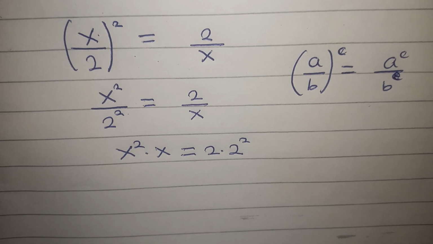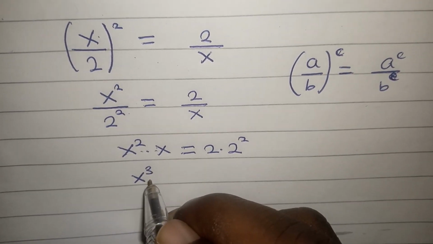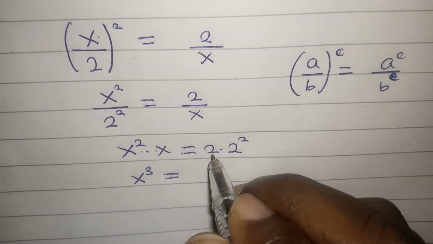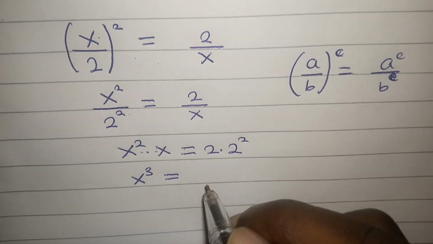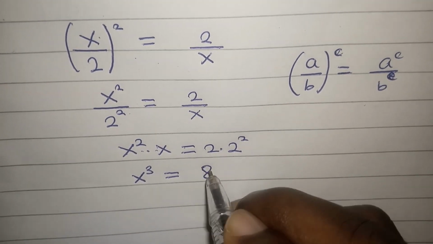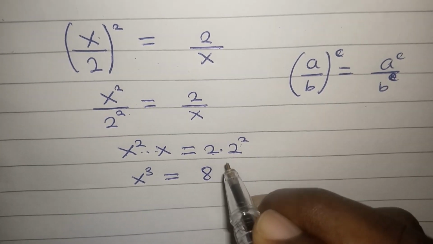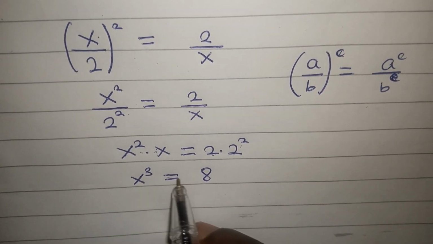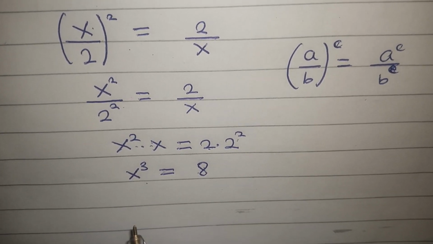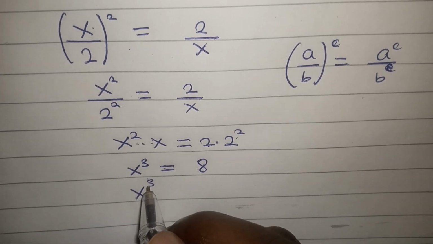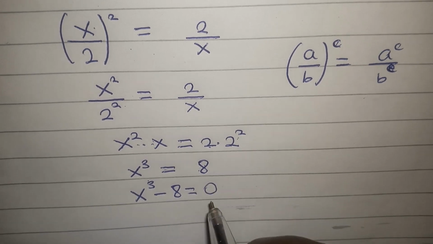So x^2 times x is going to give us x^3. Having x^3 here equals 2 times 2^2, which is going to give us 8, because 2^2 is 4, and 4 times 2 is 8. So we now have x^3 equals 8. The next thing we are going to do is to bring 8 to the other side, so we have x^3 minus 8 equals 0.